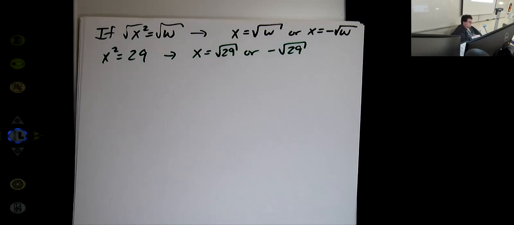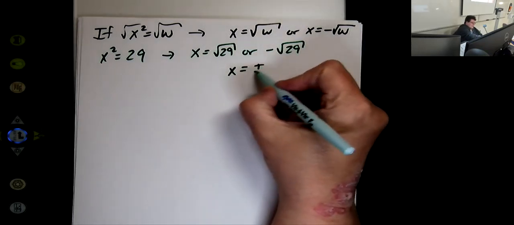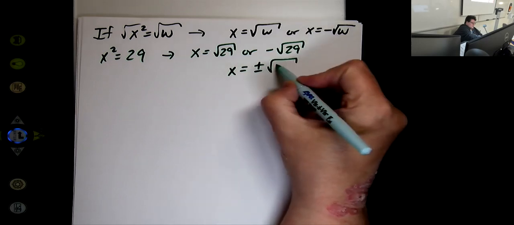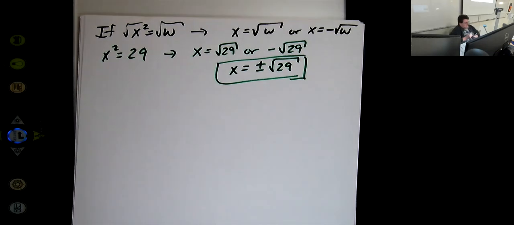Is that where you do x equals plus or minus square root? Yes. I could also write this as plus or minus the square root of 29. Good question. In fact, I would. I was looking at it and going, why does this bother me the way I wrote it? That's exactly why.